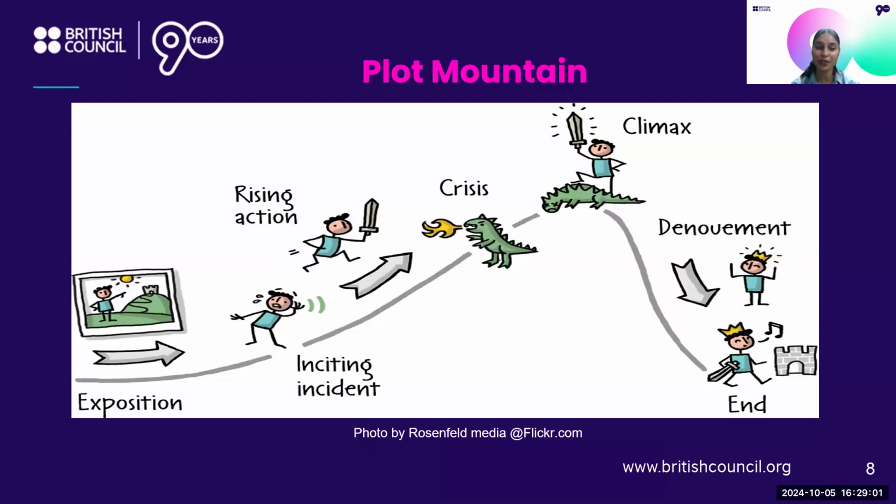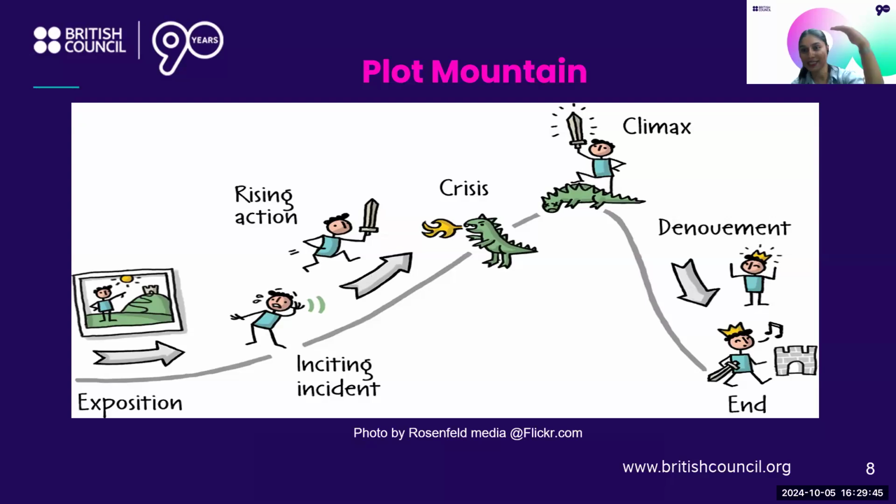Here, as you can see, it's in the shape of a mountain, and it starts with exposition, which is basically the introduction of any story, leading on to a rise. You can also see the inciting incident, or any problem that is arising in the story. So after the introduction of the story, there's usually a problem that comes up, finally leading to the climax of the story, also known as the most interesting part of the story.